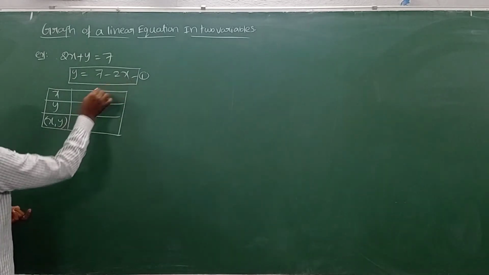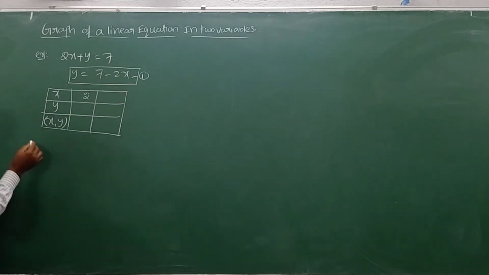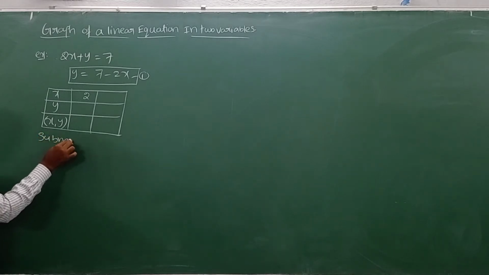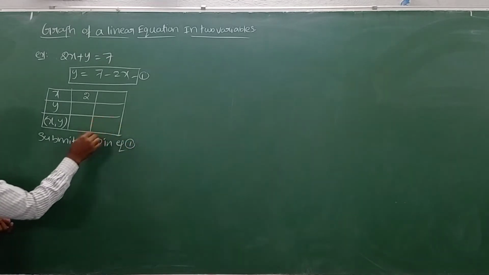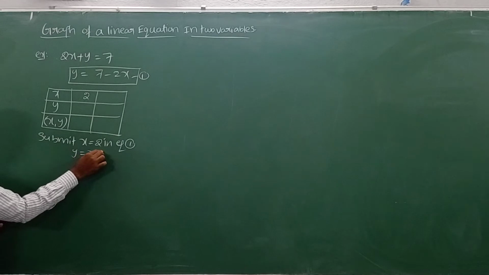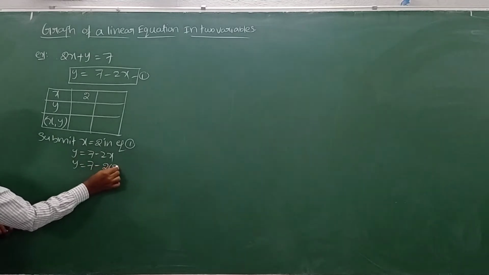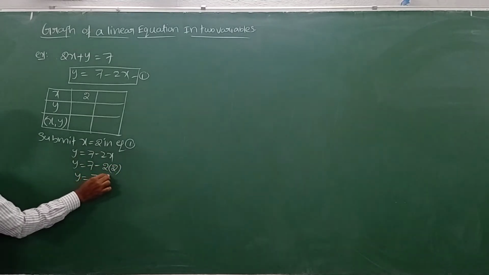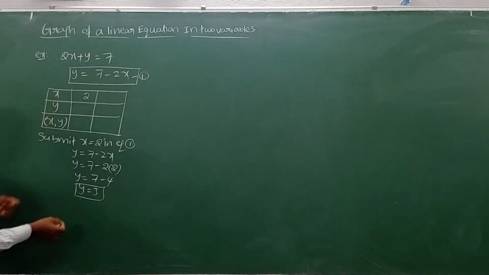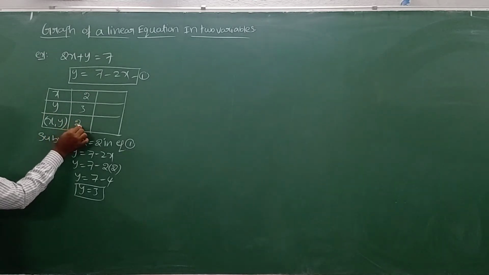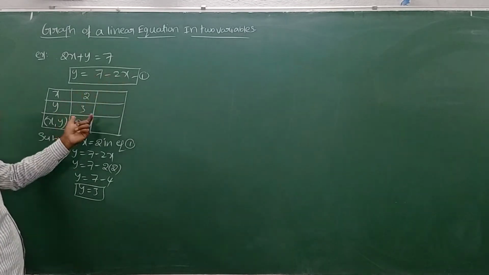Let me substitute x = 2 in equation 1 and find the y value. Equation 1 is y = 7 - 2x. So y = 7 - 2 into 2, which is 4, so y = 3. By taking x = 2, I got the corresponding y value 3. So what is the ordered pair? (2, 3).